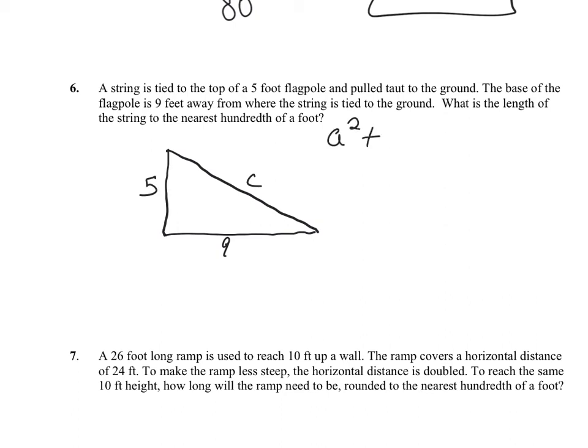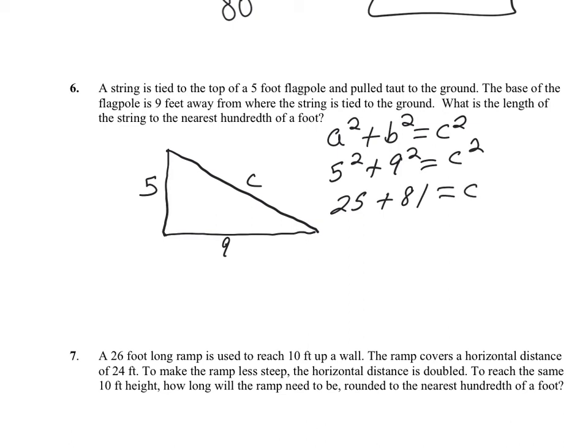So again, I'm using a squared plus b squared equals c squared. So I have 5 squared plus 9 squared equals c squared. 25 plus 81. And that gives me 106. And this says to the hundredth of a foot. Okay, so we're going to round to the hundredths place. That's the second decimal place after we take the square root.